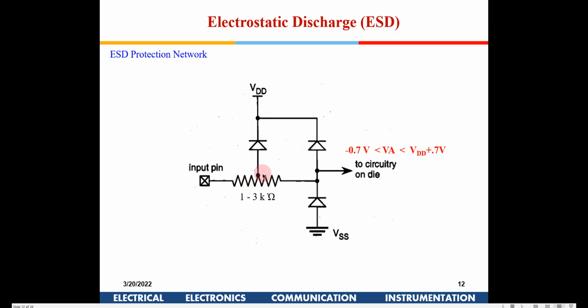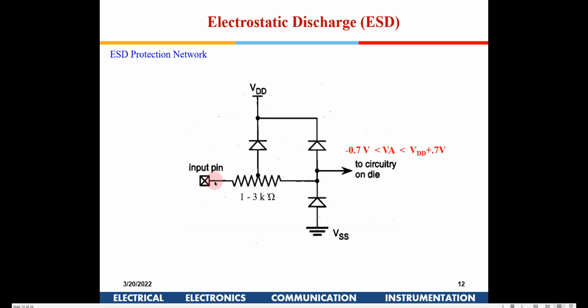You have a diffused resistor, which will also limit the maximum current flowing here. There are two diodes, one taken from here and one taken from here. This one will operate first, and if it fails to operate, then the other does, so there is a kind of double protection. These two diodes ensure that whatever the input voltage, the maximum voltage which will go into the die of the circuit is VDD plus 0.7 volt.